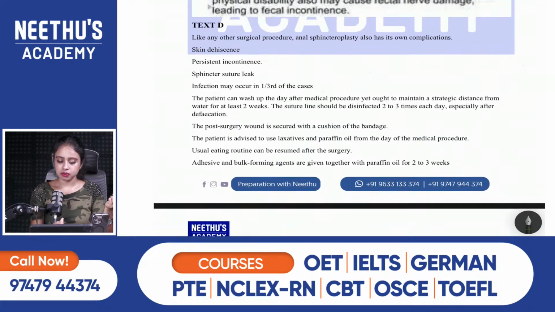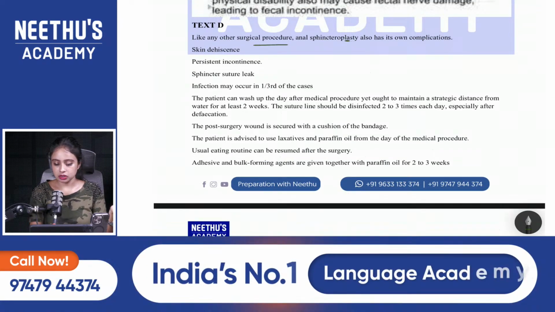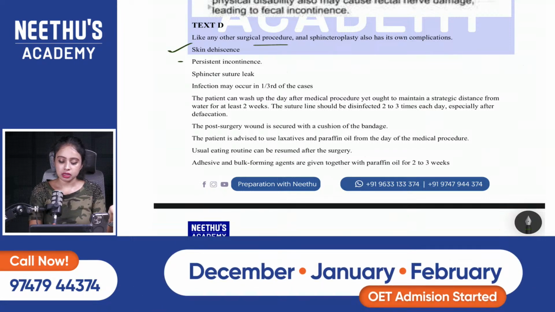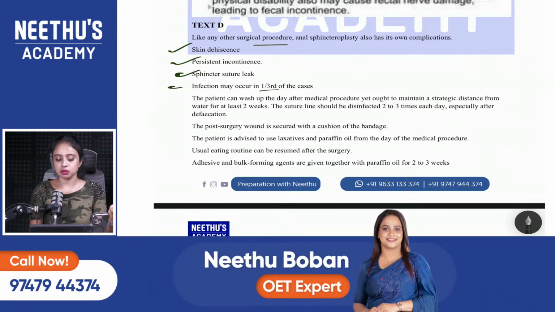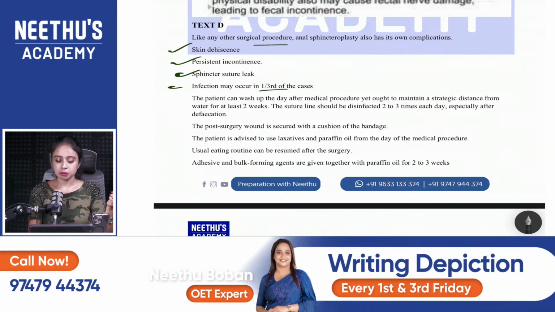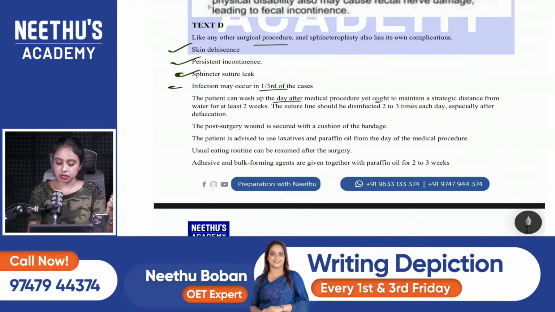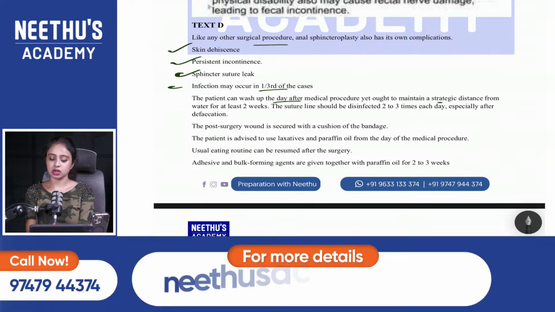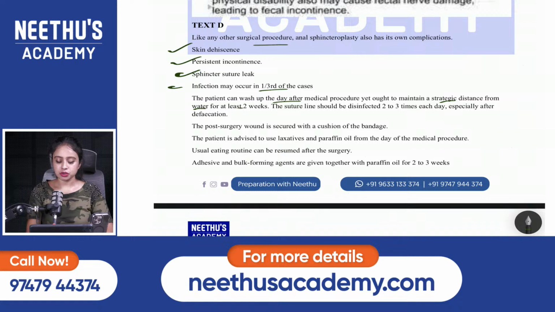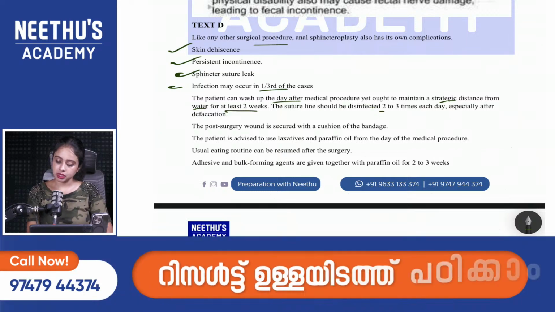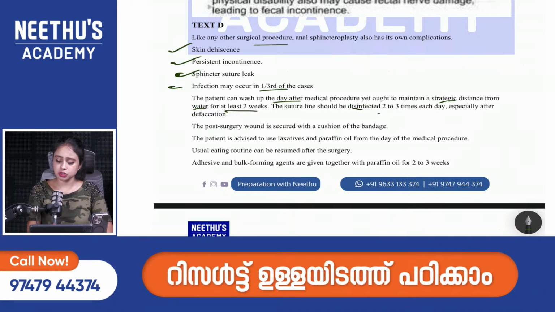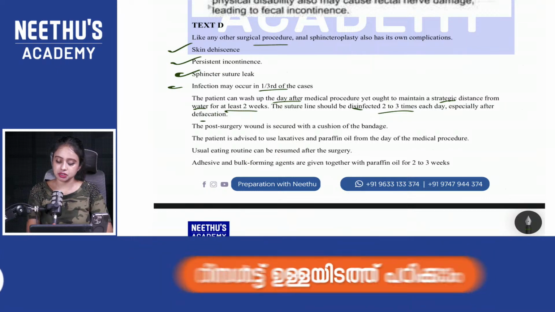Then in text D, like any other surgical procedure, anal sphincteroplasty also has its own complications: skin dehiscence, then persistent incontinence, then sphincter suture leak. Infection may occur in 1/3 of the cases. The patient can wash up the day after the medical procedure, yet ought to maintain strategic distance from the water for at least 2 weeks. The suture line should be disinfected 2 to 3 times each day, especially after defecation.